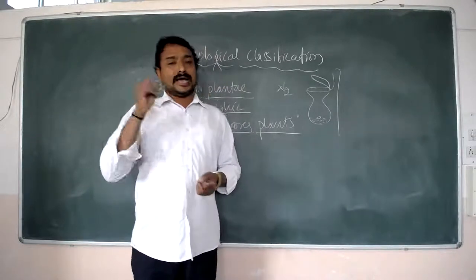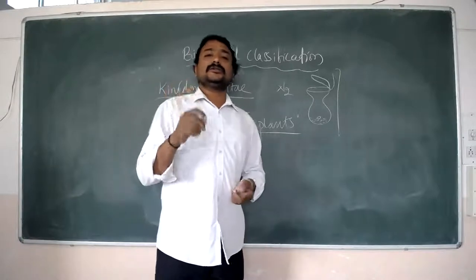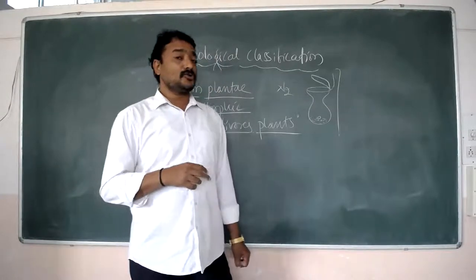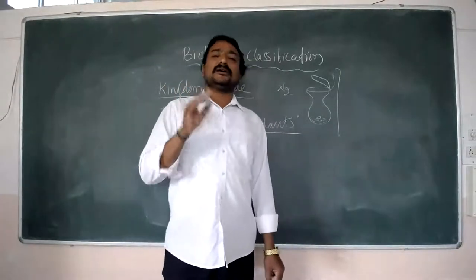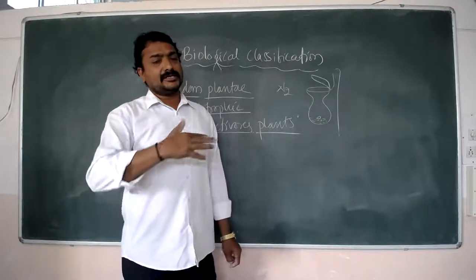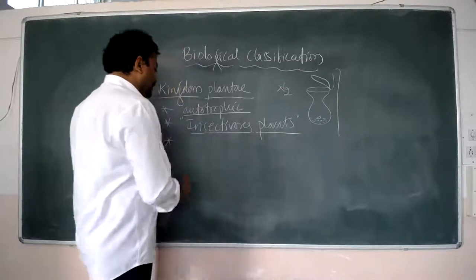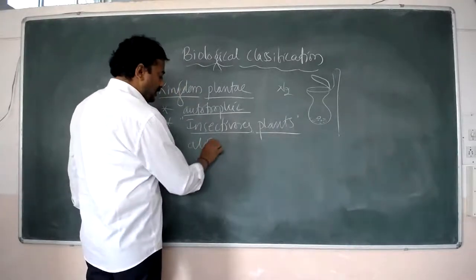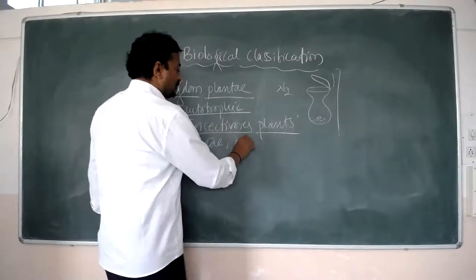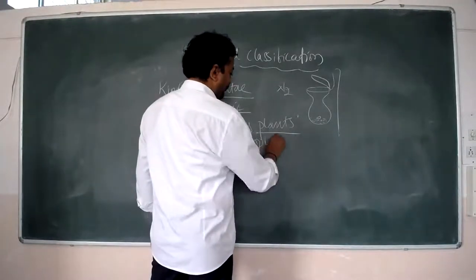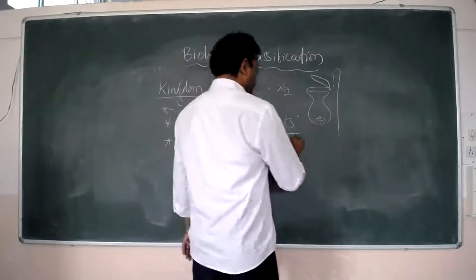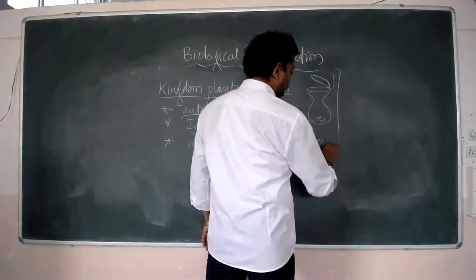The smallest known angiospermic plant is the water Wolffia microscopica. They may be herb, shrub or trees. Such types of general characters we can see. So usually in this we study about what? Algae. We study about bryophytes. We study about pteridophytes.